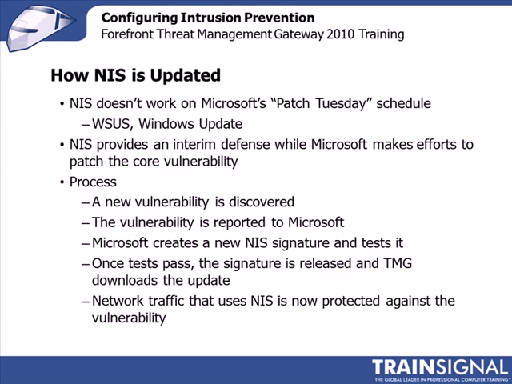A new vulnerability is discovered, and that vulnerability is then reported to Microsoft. Based on this information, Microsoft creates a new NIST signature and tests it to make sure that there's nothing glaring that's going to break as a result of the NIST signature. Once these tests pass, the signature is released and Threat Management Gateway downloads the update. Immediately, network traffic that uses the network inspection system is now protected against a vulnerability. This is a good thing. This is a very fast way for Microsoft to be able to respond to potential problems.